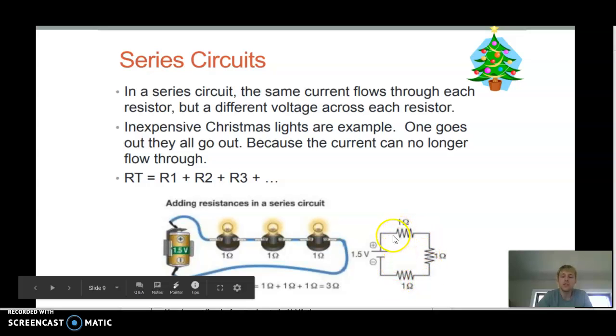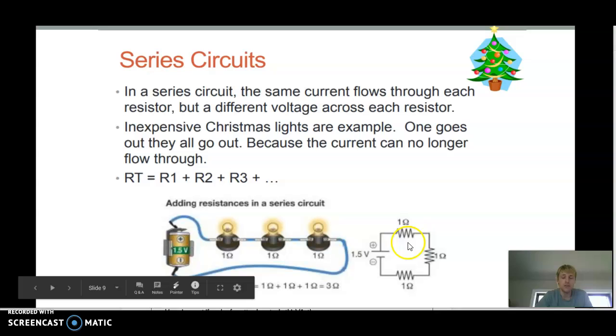So here, because all the resistors are 1 ohm resistors, the voltage drop will be the same. It'll be half a volt across each one. And if you add them all up, half plus half plus half, you'll get your original voltage. If these were different resistances, the voltage drop would be different across each component.